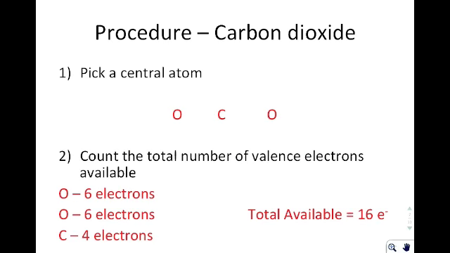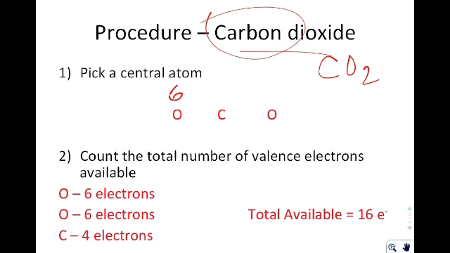Now here's the process that we go through. We're going to do it for carbon dioxide. The first thing you have to do is pick a central atom. Generally speaking, you want the central atom to be whatever there's one of. So in this case, it's going to be carbon. Now you count the number of valence electrons you have. This oxygen has 6 valence electrons, this oxygen has 6 valence electrons, and carbon has 4. So you see the counts right here. I have a total of 16 valence electrons to distribute between all of these atoms.